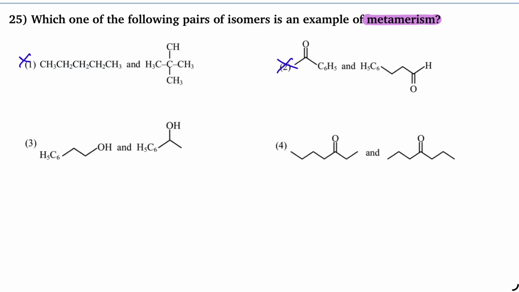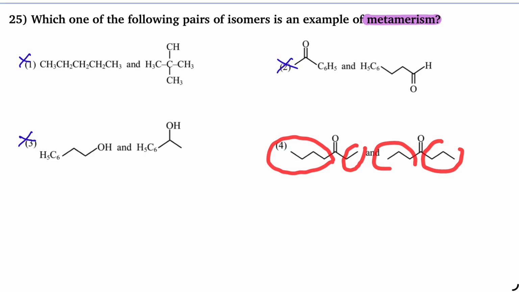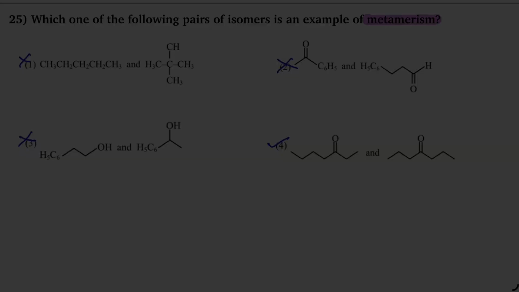Next, option 3, if you see, alcohols do not exhibit metamerism, and here this is a ketone. Here this is having an ethyl group and a butyl group, but on both sides here it is having propyl groups. So this pair is an example of metamers.